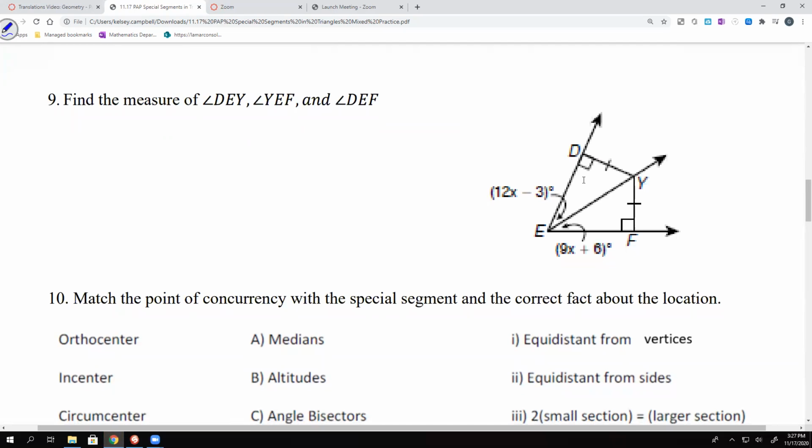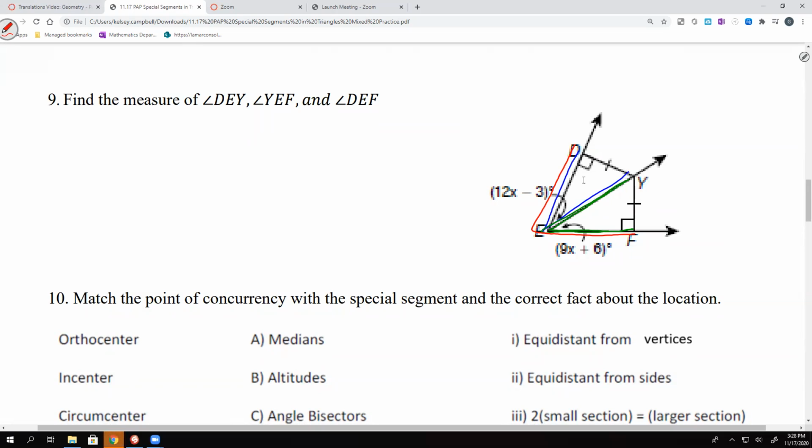All right, number 9 here, y'all. Let's talk about this one. They want you to find the measure of angle DEY. So here is DEY. It's this piece, yes? They also want you to find the measure of angle YEF. So that's YEF. And then they want DEF, which is, yes, the whole thing.